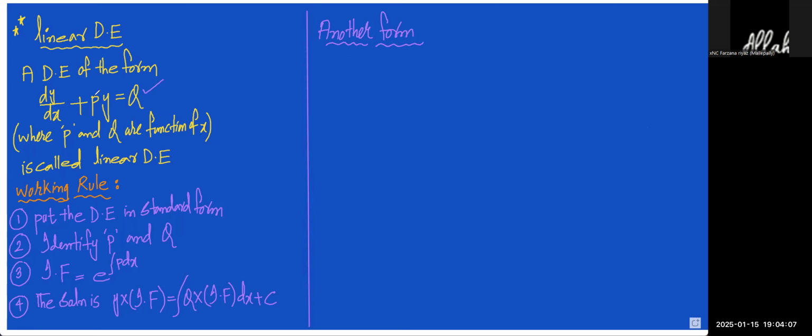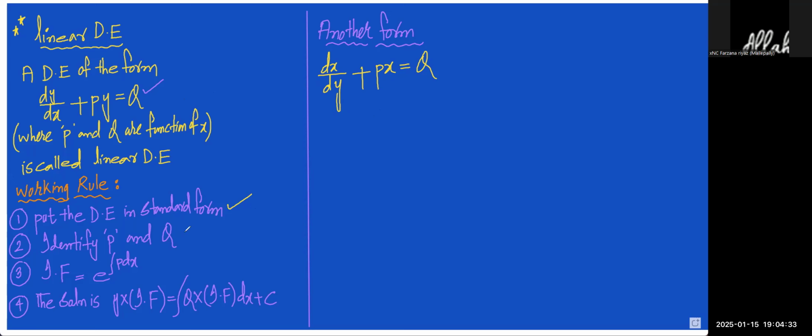Sometimes after simplifying this differential equation, we get this reverse form, that is dx by dy plus p of y times x is equal to q. Sometimes the differential equation is of this form, so we have to apply the working rule. And what is the difference? Step number 1 will be same.